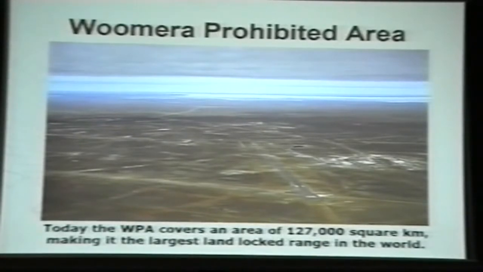Woomera is the size of England and covers 127,000 square kilometres, so you can hide a lot of activity in a remote desert compound the size of a small country. But in the early 50s, Woomera was a lot bigger. It covered some 270,000 square kilometres. It was also the subject of some very interesting cases.